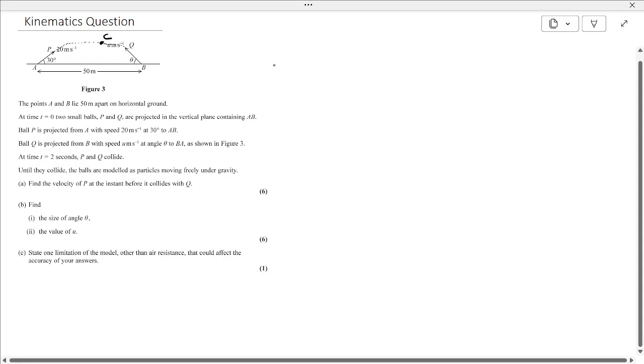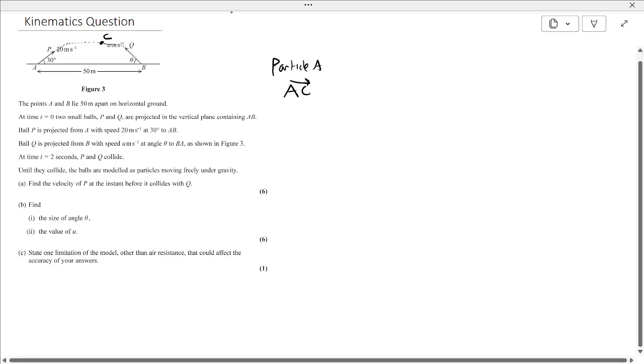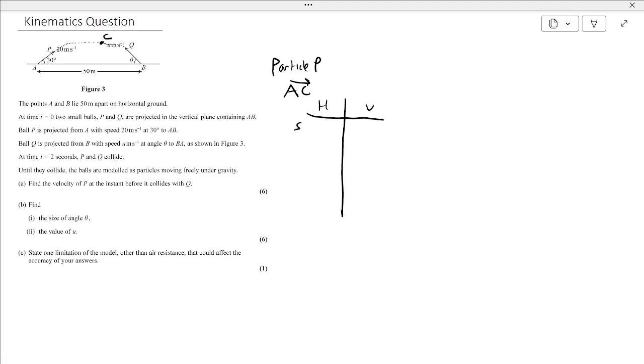So I'm going to go particle A from A to C. I've just realised that's not particle A, is it? It's particle P, ball P. Let's rename that. Particle P from point A to point C. What's going on? Well, horizontally and vertically, S, U, V, A, and T.